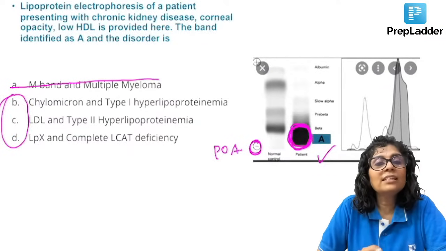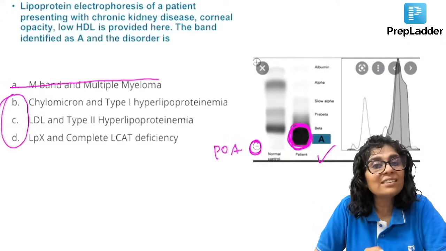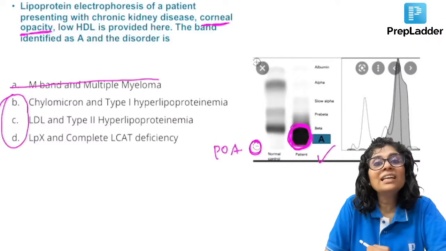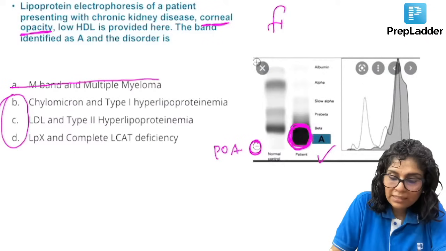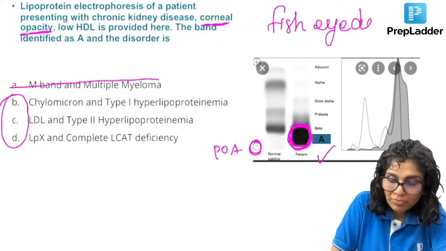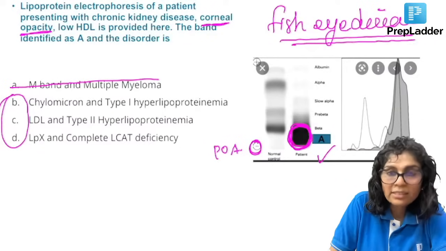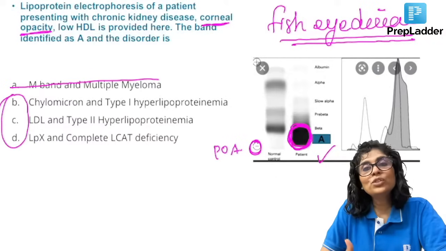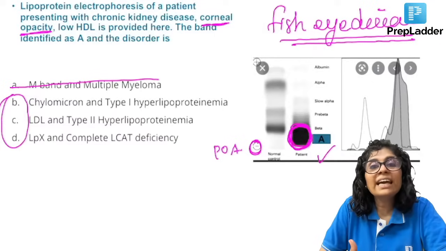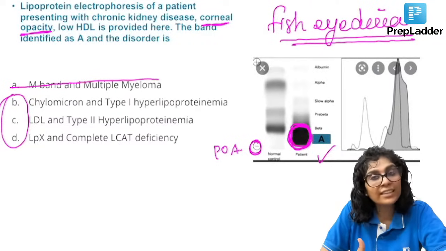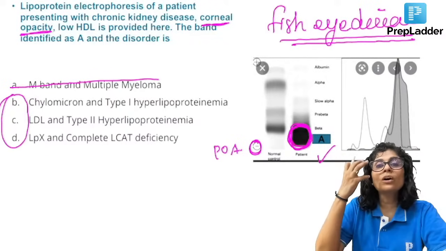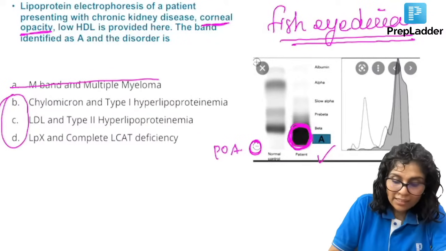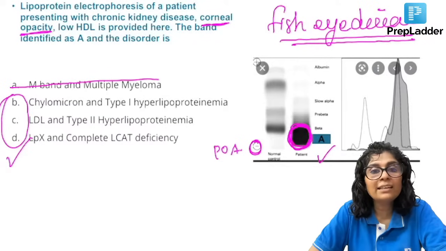I know the right answer is lipoprotein X and complete LCAT deficiency because of the clinical features. Clinical feature says corneal opacity, right? Corneal opacity is fish eye disease. I have already asked you to remember fish and cat. Have you seen cartoons? In all cartoons, cats are shown as if they eat fish, right? So whenever you see fish eye disease or corneal opacity, it is cat, LCAT deficiency. So the answer is lipoprotein X and complete LCAT deficiency.